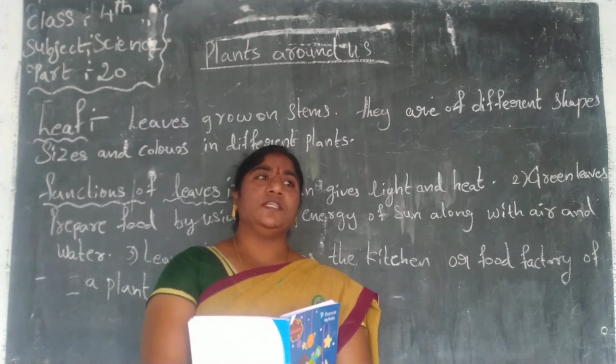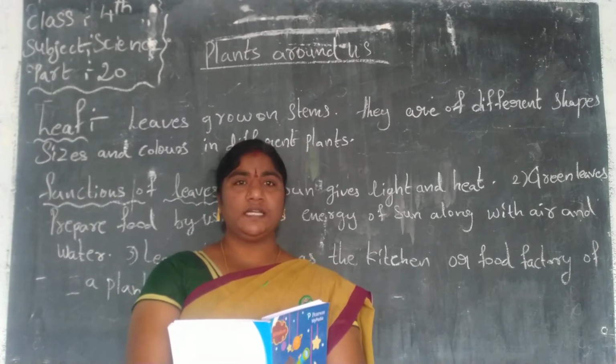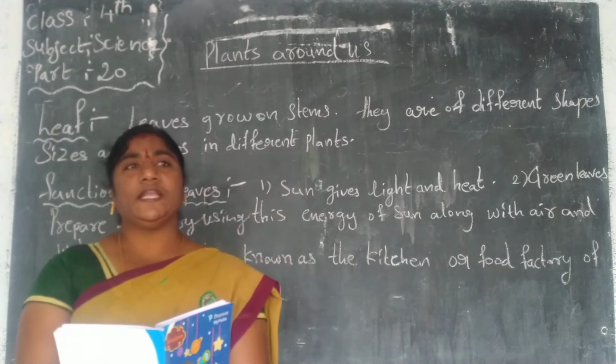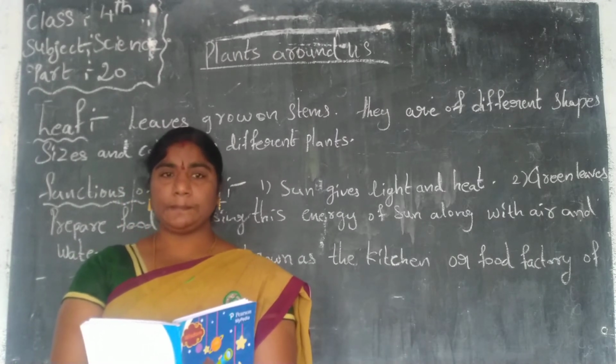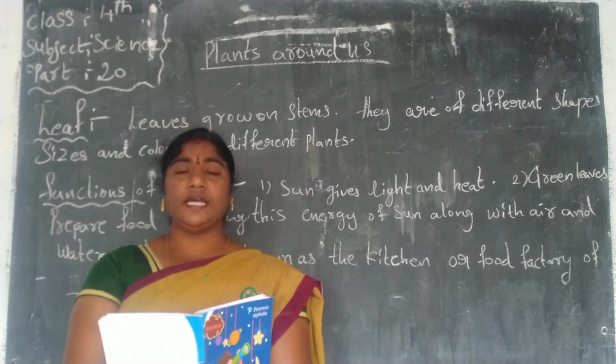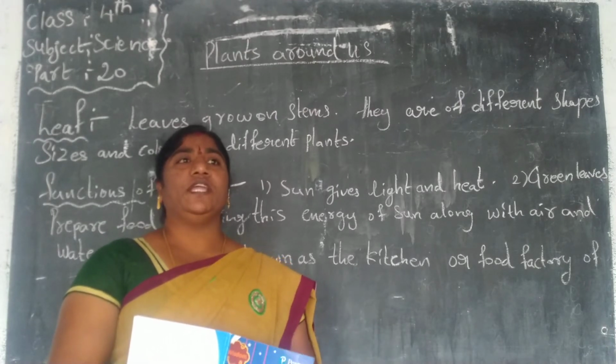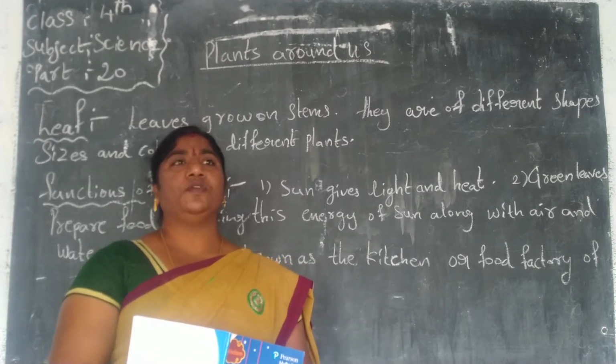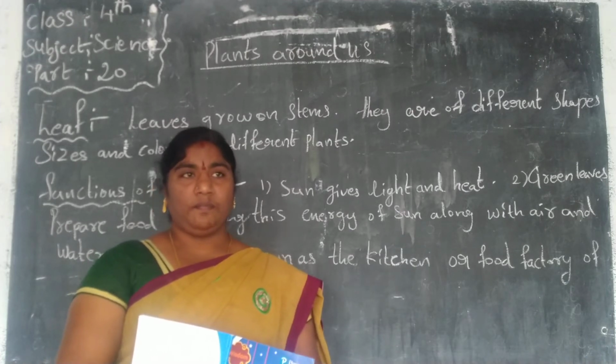What do the plants need? The food, which the leaves of the plant prepare. That's why we can call it the kitchen of the plant. Which part? The leaves. Then we can call the leaf the food kitchen of the plant.